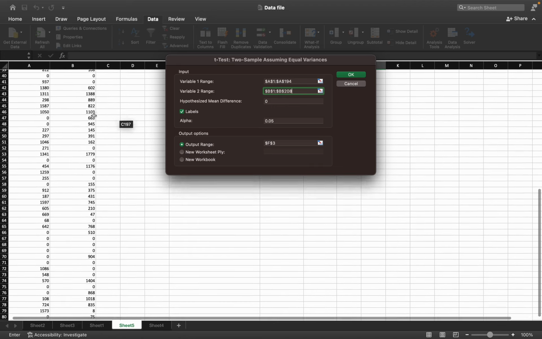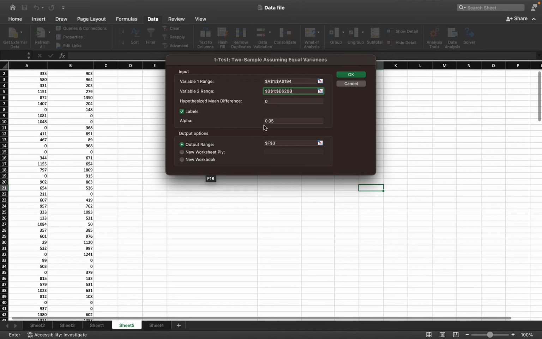And labels means the column name. The alpha level is 0.05, and sometimes we can see 95% confidence intervals. It means that the alpha level is 0.05. Whenever you see the 99% confidence interval, it means alpha level 0.01. When you see 90% significance level, it means that the alpha level is 0.10.